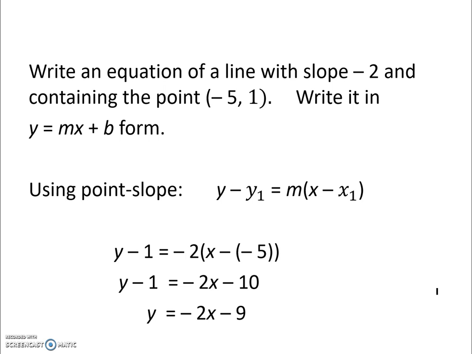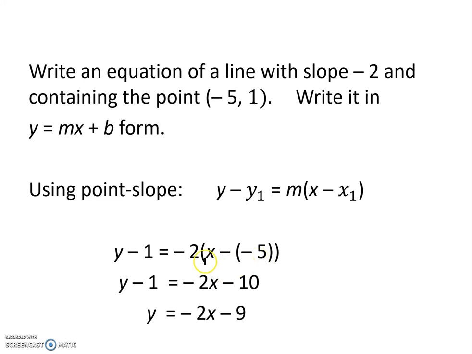We're asked to write an equation of a line with a slope of -2 and containing the point (-5, 1). Additionally, they want us to write it in y equals mx plus b form. We know that this is the slope-intercept form, where m is the slope and b is the y-intercept. Using the point-slope form, we have 1 for our y value, and -5 for our x value.